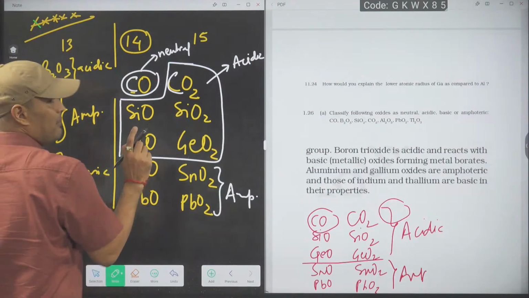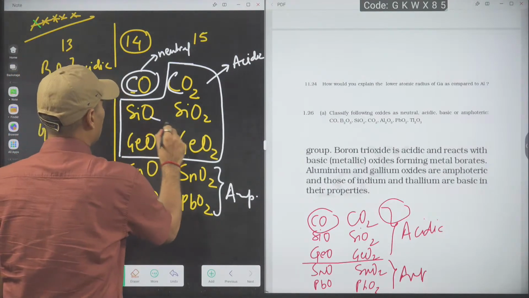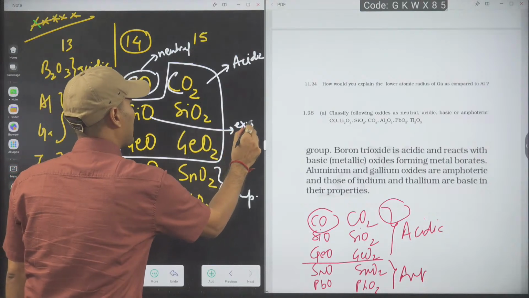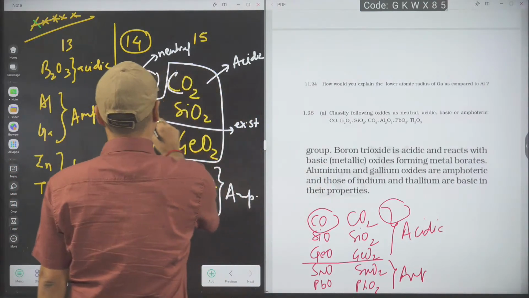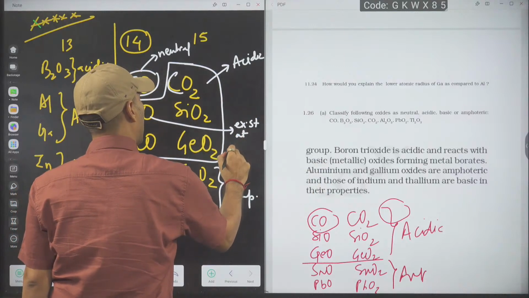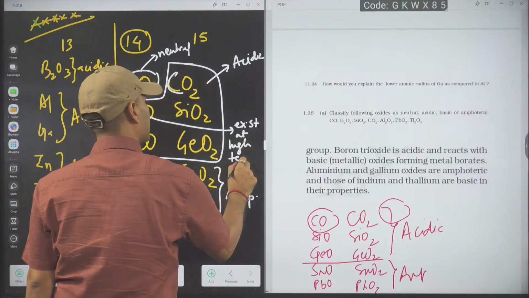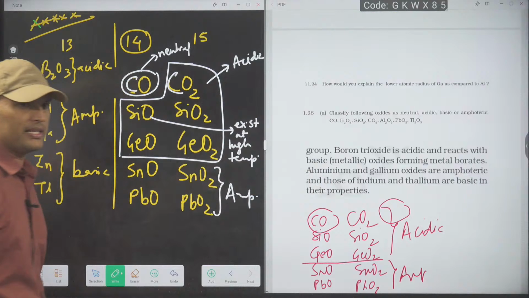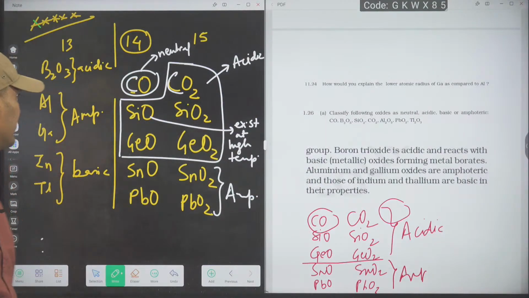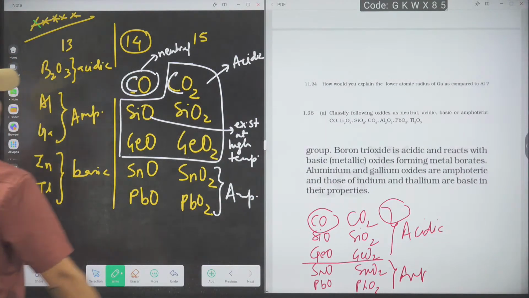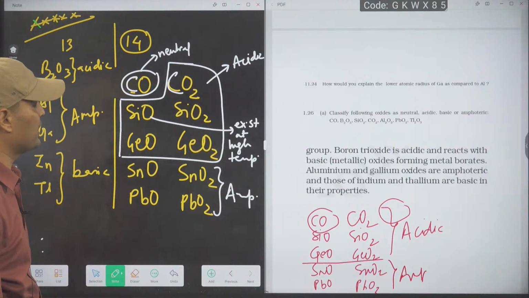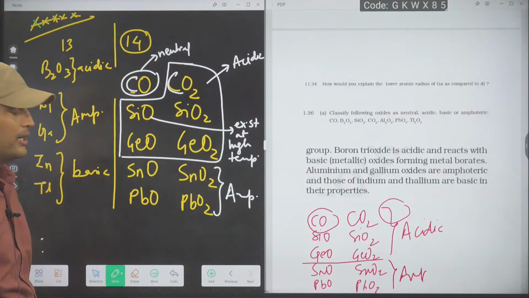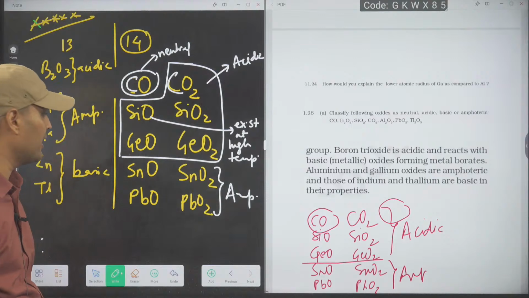Acha, one question came in your paper again. You remember SiO exists at high temperature. Clear or not? SiO exists at high temperature.